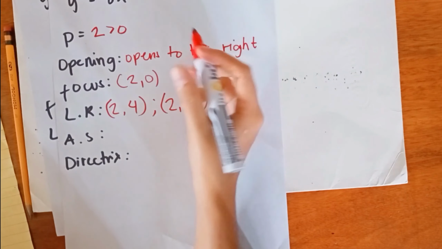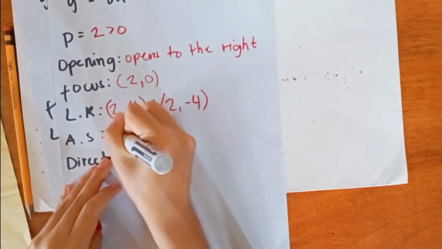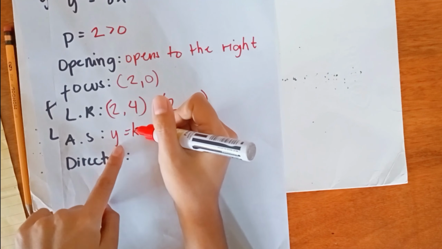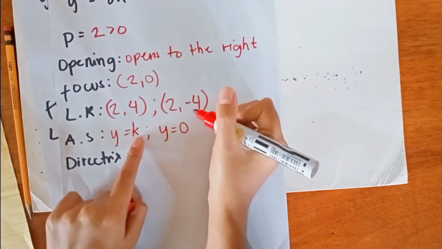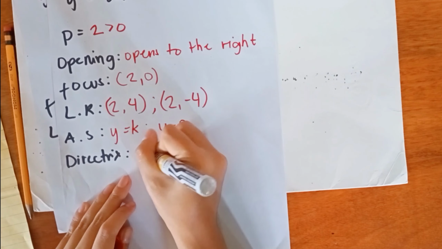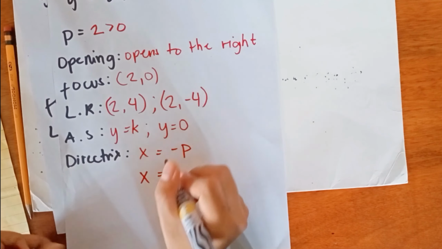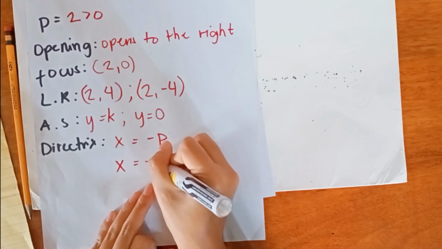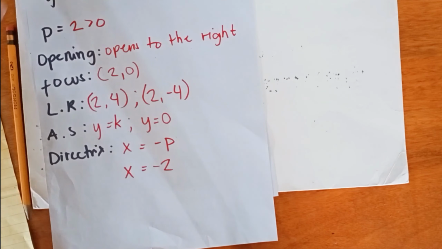Next is our axis of symmetry, y equals k. Since our vertex is at 0, 0, our k is 0. Then the directrix: the formula for the directrix is x equals negative p. What is our p? It is 2, so the directrix is x equals negative 2. Now that we have these values, we can graph our parabola.